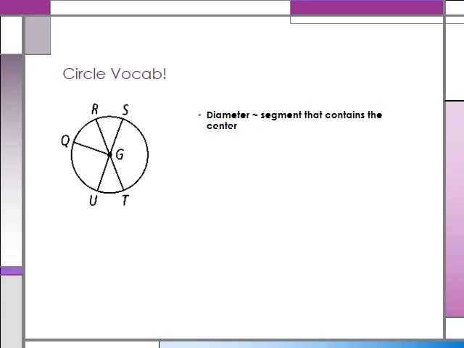A diameter is a segment that contains the center. So it also goes from the sides of the circle. And it's a segment, so we name it with the 2 endpoints. So RT would be a diameter. SU would be a diameter. And you could switch them around, of course.